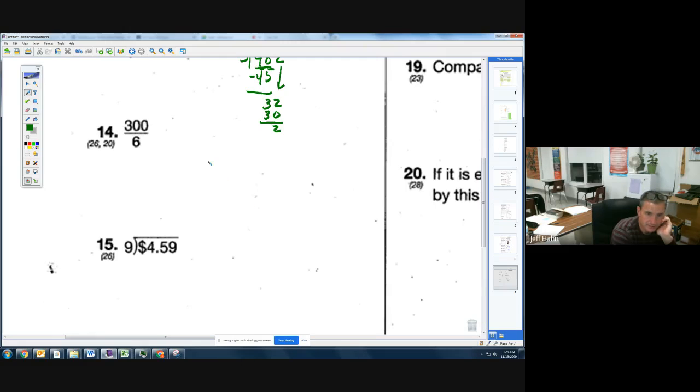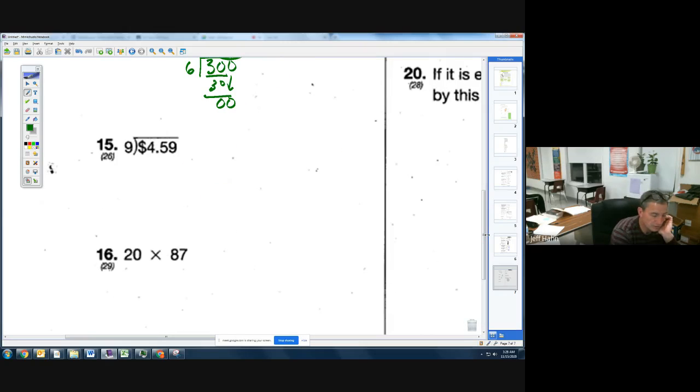300 divided by 6. Looks like we got a few division problems here in a row. 6 doesn't go into 3, so nothing above the 3. 6 goes into 35 times. Now don't forget, you're not done yet because you still have a 0 to bring down, and anytime you bring a number down, you have to put something above there. So 6 goes into 350 times.